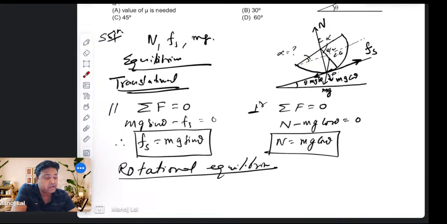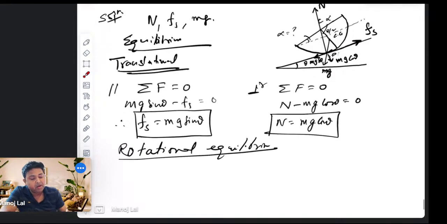So for that, I am taking the net torque to be zero about the center of gravity. You can see there are three forces: N, Fs and Mg. Mg is passing through CG, so there is no torque of Mg. The torque will be due to the normal reaction and due to friction. Torque of the normal reaction about CG will be clockwise and torque of friction about CG will be anti-clockwise. These two torques must be equal and opposite, then only the net torque will be zero.